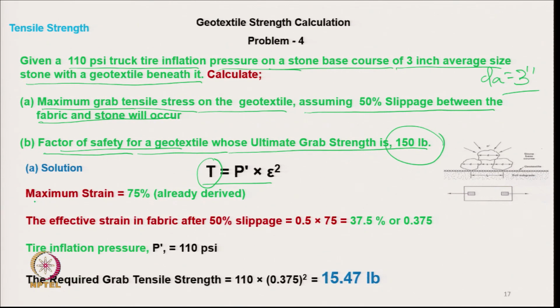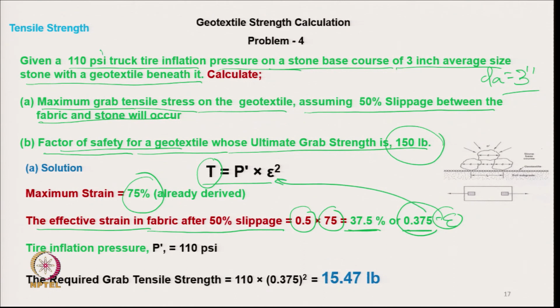So, the maximum strain here is 75%, that we have already seen. Maximum strain we can get is 75%, or maximum elongation we can get is 33%, that we have already derived. The effective strain in fabric after 50% slippage is 0.5 multiplied by 75, that is 37.5%, which in fraction is 0.375. This is epsilon.